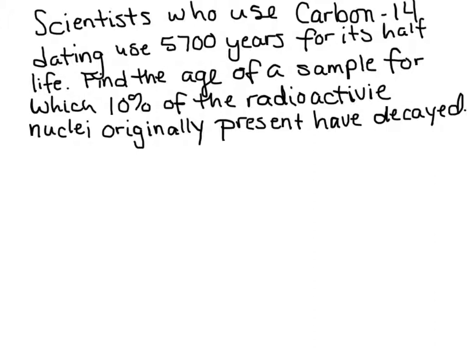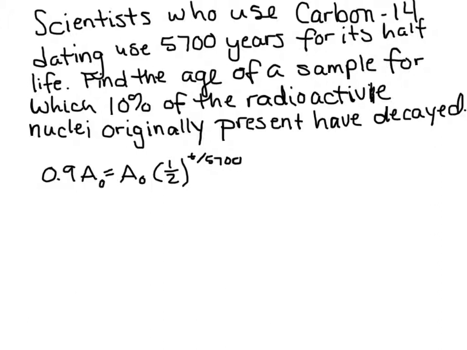Scientists who use carbon-14 dating use 5,700 years for its half-life. Find the age of a sample for which 10% of the radioactive nuclei originally present have decayed. So if 10% has decayed, that means 90% still remains. So we have 90% of the original amount, so 90% of A naught is equal to A naught times 1/2 raised to the t over 5,700.